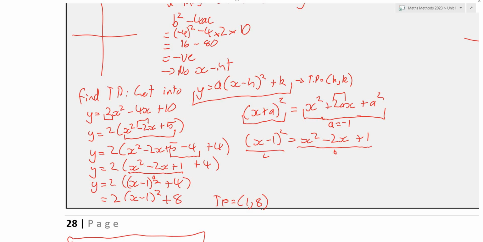So expanding into my brackets, I have this as my first term. This is my second term. So 2 times that equals 2 bracket x minus 1 squared plus 8. And now that does look perfectly like our turning point form. So I can just read off, okay, my turning point's 1, 8.